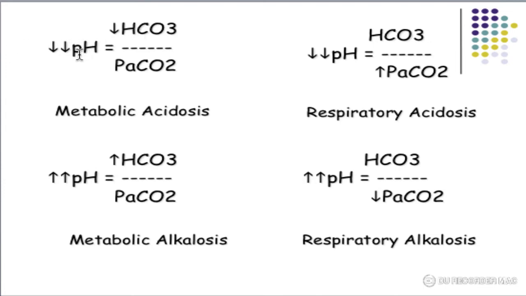Let's focus on that. When they pair, they will be metabolic, since bicarbonate represents the metabolic and pulmonary represents the respiratory status, no? So always pair your pH with the two parameters. Usually, when the pH arrow is down and the bicarbonate arrow is also down, they pair, and it will be a metabolic acidosis.